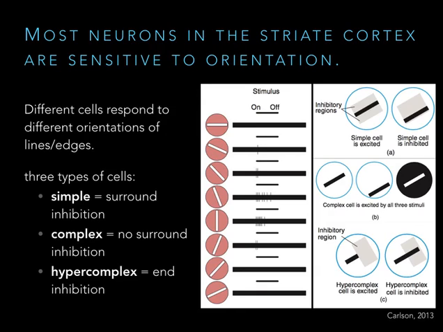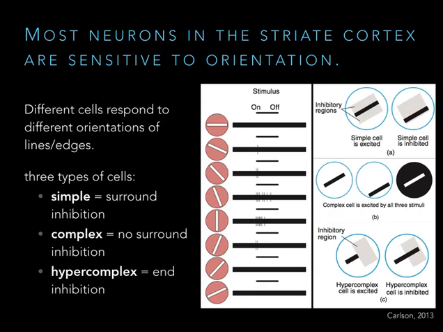Then we have hypercomplex cells, which respond to specific angles, but they contain not surround inhibition, but end inhibition. So they're there to detect the ends of lines. So only if you have a specific angle, but it stops in that receptive field. It can't follow through the entire receptive field, because then it's going to hit the excitatory and the inhibitory regions, and you'll see no activity. You'll notice in the bottom illustration that the hypercomplex cell is only excited when the line is in the correct orientation and it stops before hitting the inhibitory region.